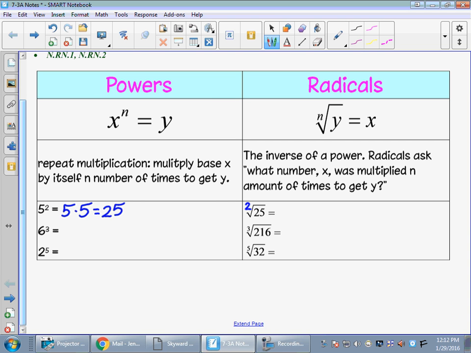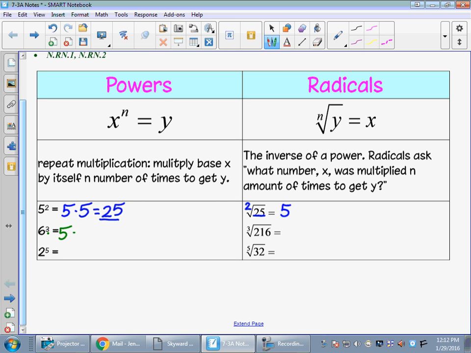There's no 2 there. It's understood. So only for square roots, because it's the most common root that we take, we don't have a number there. Okay, the index isn't shown. And so they're asking, what number did you multiply by itself twice to get 25? And the answer then is 5. Okay, so you take the 25 answer here, and that goes underneath the radical sign, and we're getting back to that 5. If you look at the next example, okay, 6 to the third power, that's 6 cubed.